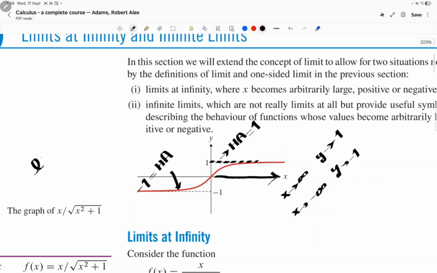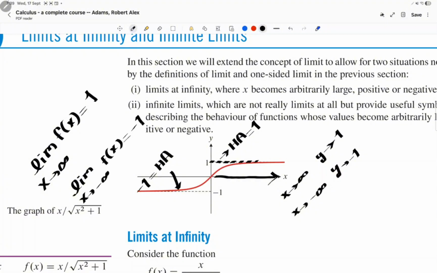So when the limit of x approaching infinity is equal to 1, and the limit of x approaching negative infinity is equal to negative 1, this is called the horizontal asymptote definition.